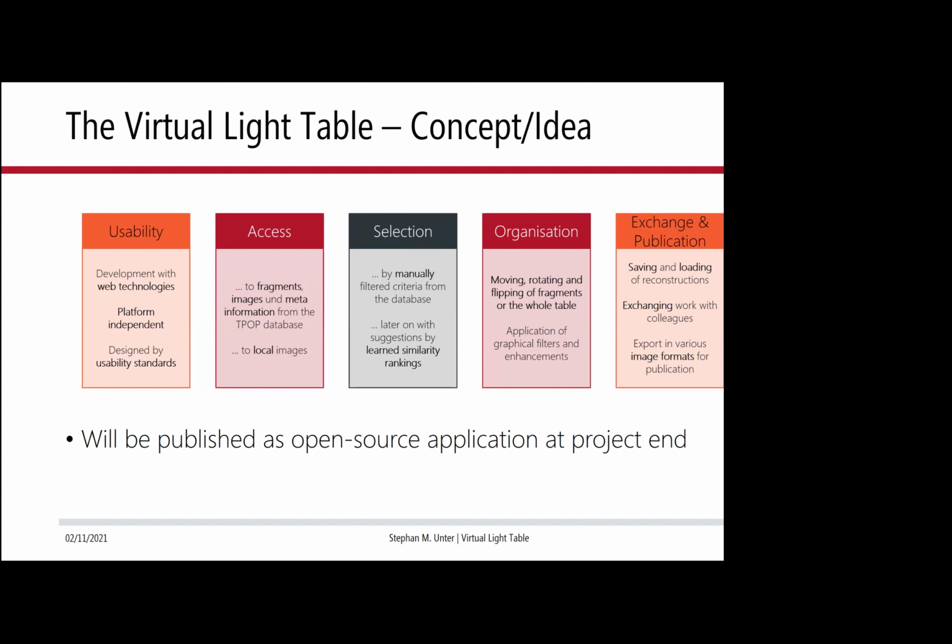Next pillar, selection. So I want to be able to select specific fragments I want to add to the table. Speaking about the TPOP fragments, I want to be able to filter by the criteria provided by the database. But later on, I also want to make use of machine learning research, and have suggestions given by similarity rankings. Then organization, so I want to be able to move fragments around, rotate them, flip them around, and I also want to be able to apply graphical filters and any enhancement that could help me to read the document and therefore to help understand it and to puzzle it back together.